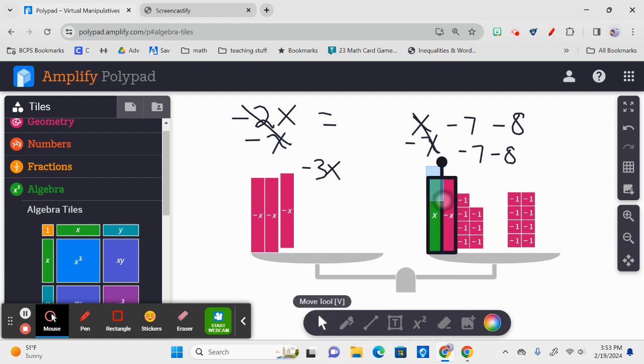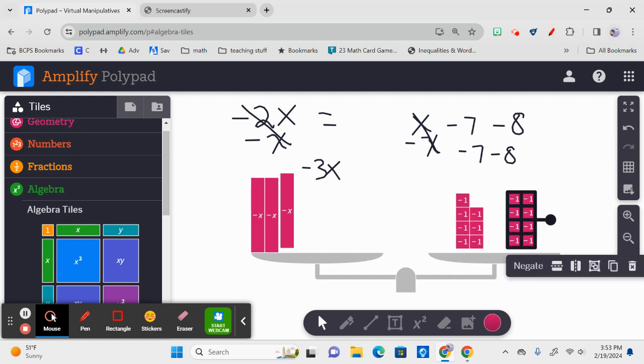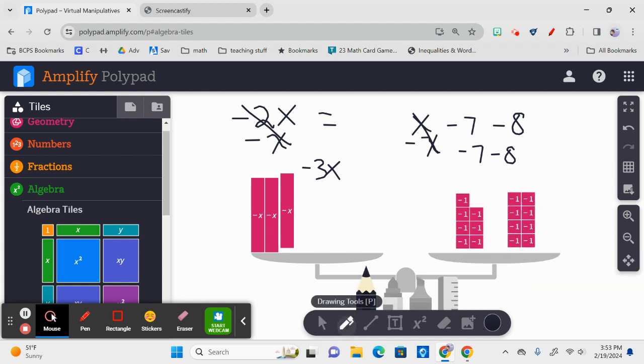I could go ahead and remove these two if I wanted to because they just make 0. Now, together here, I can see I've got a negative 7 here, and I've got a negative 8 here. I could combine those like terms and say, well, what is negative 7 minus 8? That's going to get me negative 15. So I could just rewrite this and call it what it is, negative 15. So now I know that negative 3x is equal to negative 15.